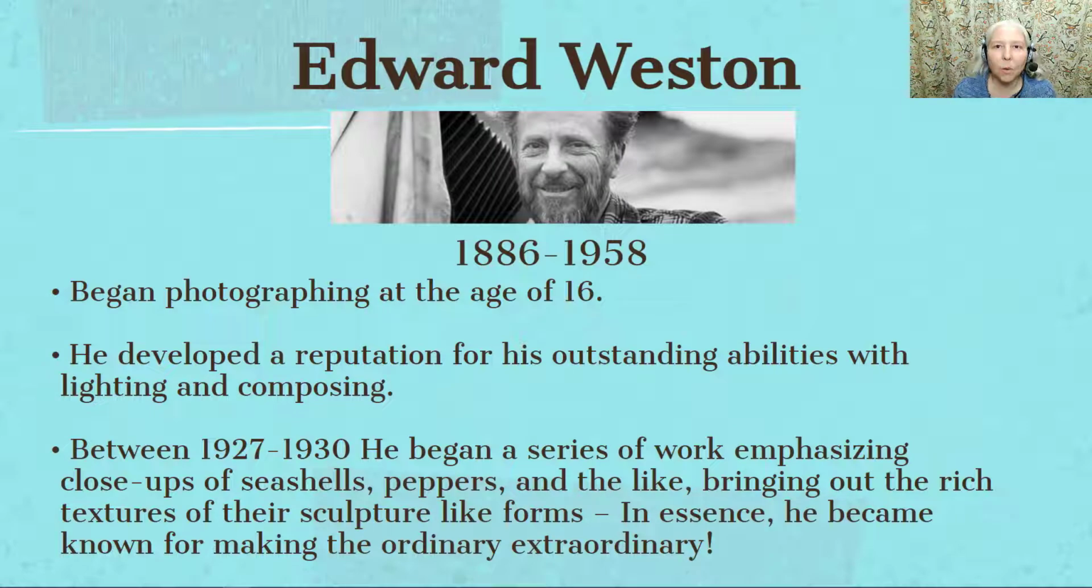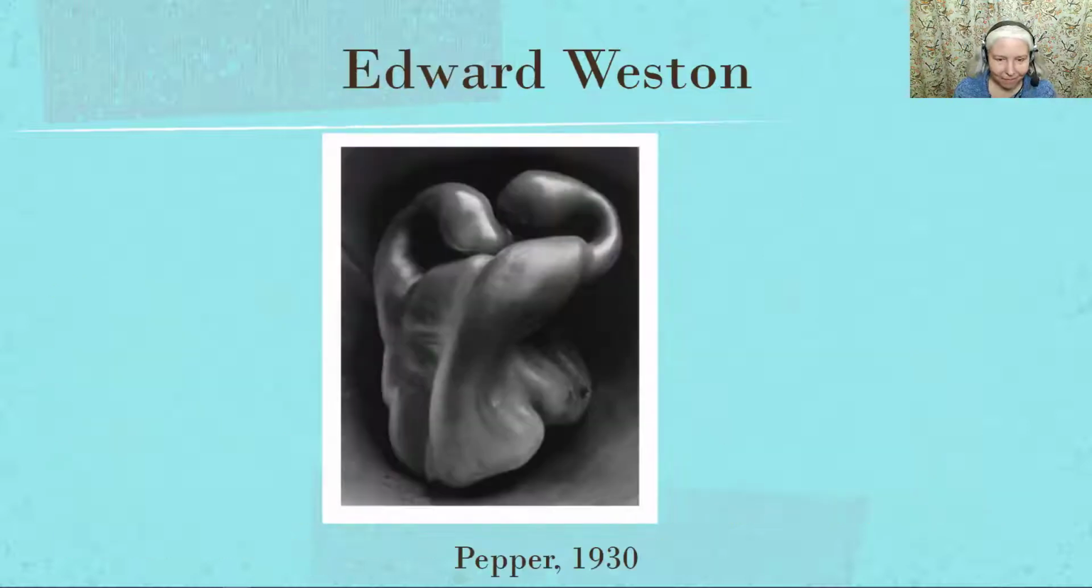The first is Edward Weston. He lived from 1886 to 1958, and he began photographing at the age of 16. He developed a reputation for his outstanding abilities with lighting and composing. Between the dates of 1927 and 1930, he began a series of work emphasizing close-ups of seashells, peppers, and similar objects, bringing out the rich textures of their sculpture-like forms. In essence, he became known for making the ordinary extraordinary.